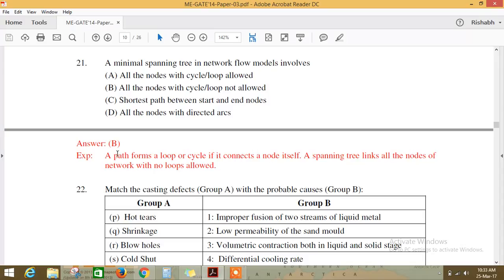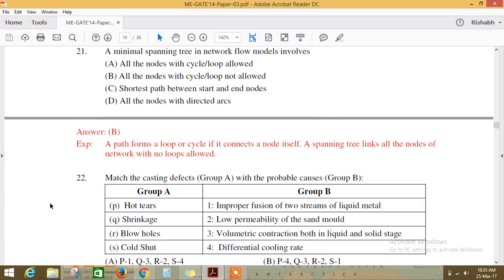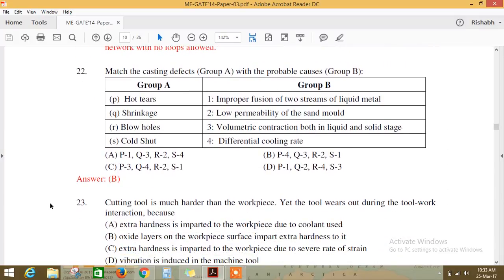I have written a clarification here. A path forms a loop or cycle if it connects a node to itself. A spanning tree links all the nodes of a network with no loops allowed. So B is the answer. Now let's go to the next question, number 22.